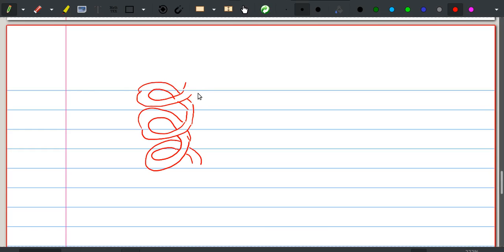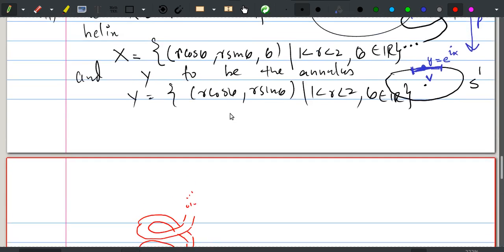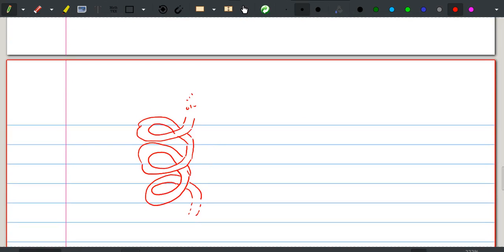So this is our infinite helix. It goes on like this. So this is over h. So this is over x. So this is over x, the infinite helix, that is r e^{iθ} where 1 is less than r is less than 2 and this theta is a real number.